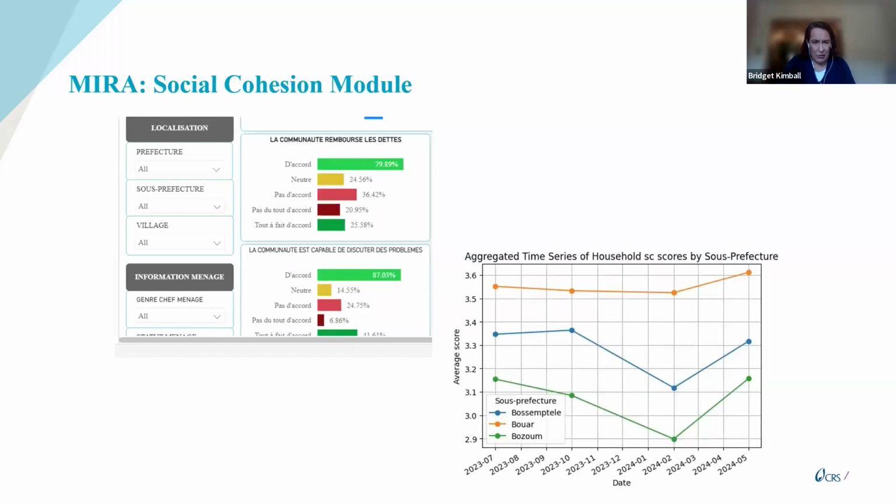The graphic on top here offers a glimpse of the MIRA online dashboard. With the filters in the left-hand column, it's possible to study data by, for instance, gender or geography or displacement status. The absolute values of the social cohesion scores are not as precise and concrete as, say, a food consumption score. But when you study social cohesion scores over time, as in the graph on the right, then trends emerge. Here we can see a dip in social cohesion scores in February of this year.